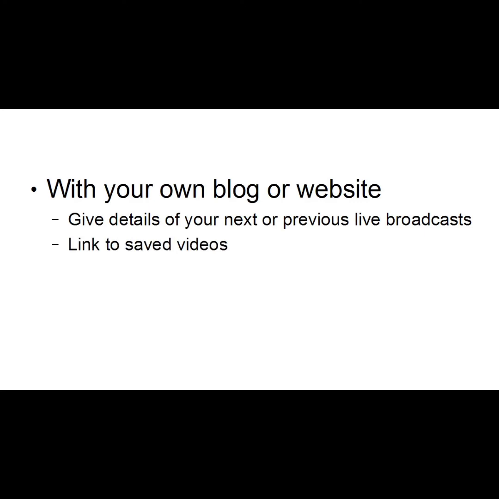And of course, probably the best way to integrate Facebook Live with other media is with your own blog or your own website. So you can give details of your next or previous live broadcasts. You can link to saved videos that are part of your Facebook timeline. And you can embed videos that you've saved to YouTube, and people can go and watch them, and then they'll know, like I was just saying, what your Facebook Live link is, and they'll know how to sign up and watch your next videos live. So you can use your YouTube videos as a trailer to get people to watch your next Facebook Live sessions. So there you go, just some ways that you can integrate Facebook Live and other media.